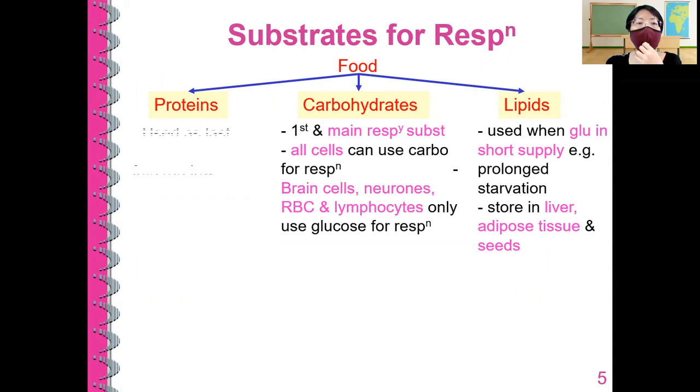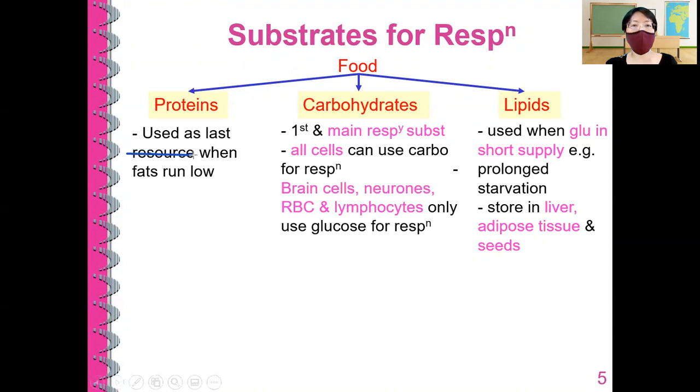Then protein is used as a last resort. Can you please change this resource to resort, please? R-E-S-O-R-T, resort. Last resort means you've got no choice already. You've got no more help, so you have to get the help from protein. So protein is used as a last resort when fats run low.